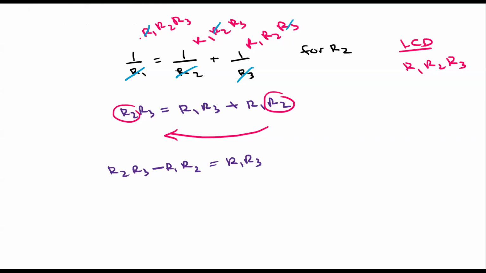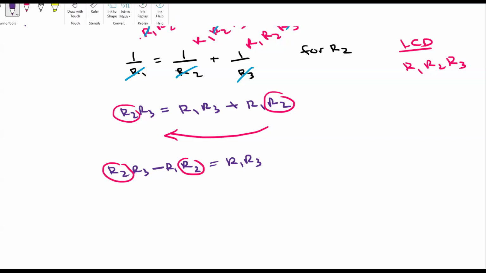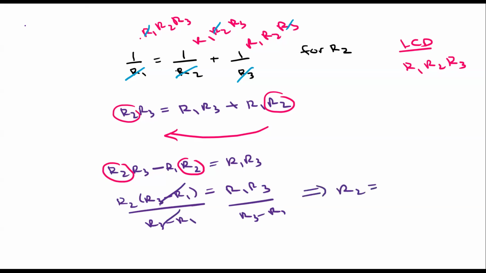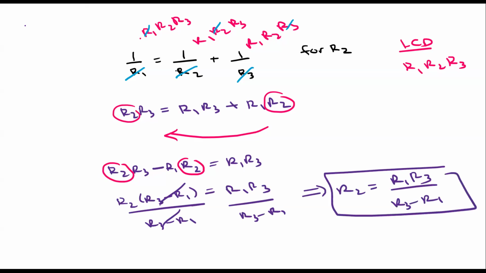And then again, notice that we have the R2s here. So that means we can factor that out. So we have R2 times R3 minus R1 equals R1, R3. Then divide both sides by R3 minus R1. So that cancels. So then we are left with R2 is equal to R1, R3 over R3 minus R1. And then that would be our answer there.